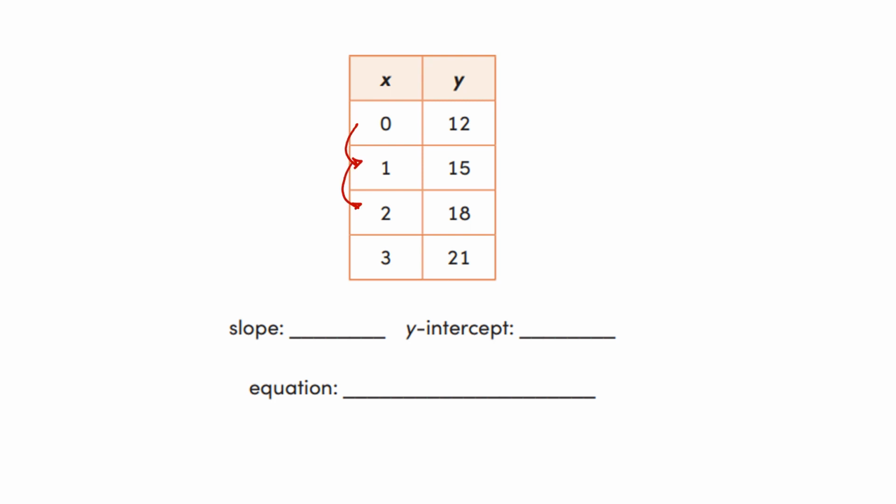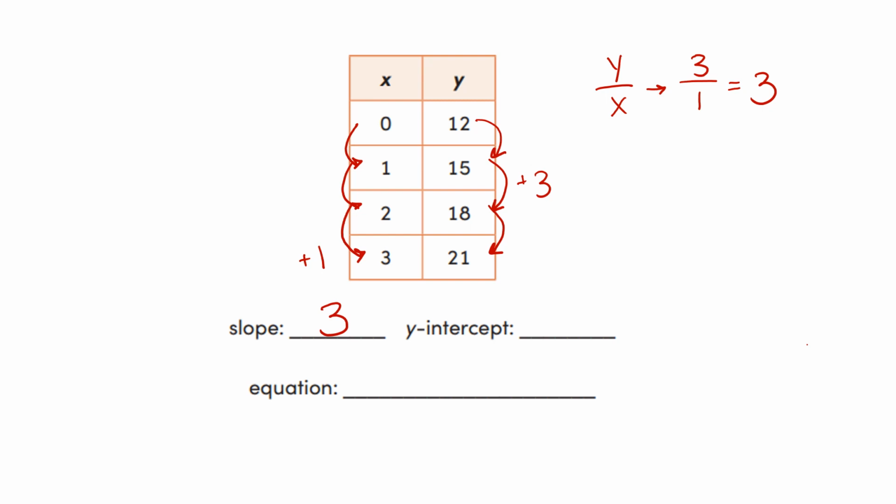0, 1, 2, 3 is a pattern of +1. On the other side, 12, 15, 18, 21 is a pattern of +3. We set up our fraction as y over x, 3 over 1, and 3 divided by 1 is 3. So our slope is 3.